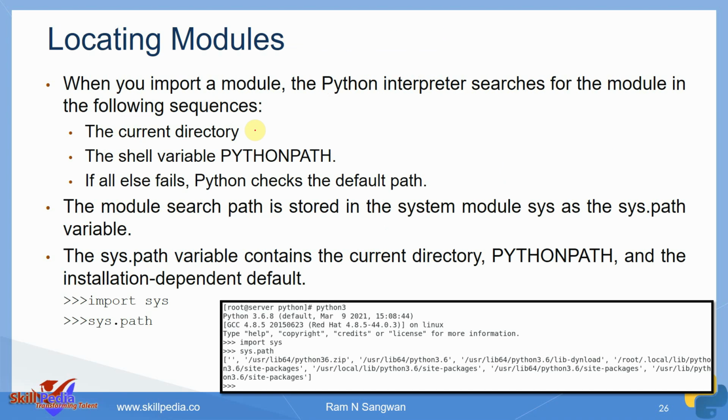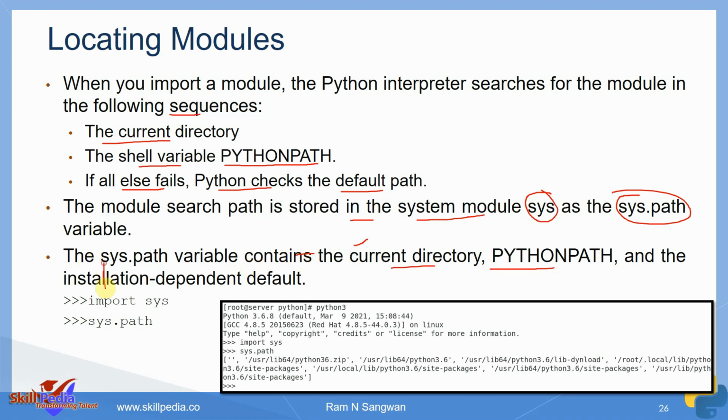Locating modules. When you import a module, the Python interpreter searches for the module in this sequence: the current directory, the shell variable, that is PYTHONPATH. If all fails, then Python will check the default path. How to check what all directories are included in the path? The module search path is stored in a system module named sys, as the sys.path variable. The sys.path variable contains the current directory, PYTHONPATH, and the installation-dependent default.